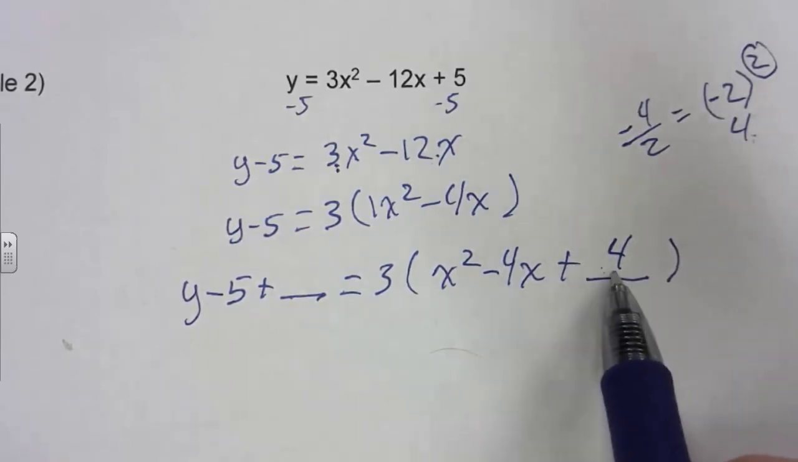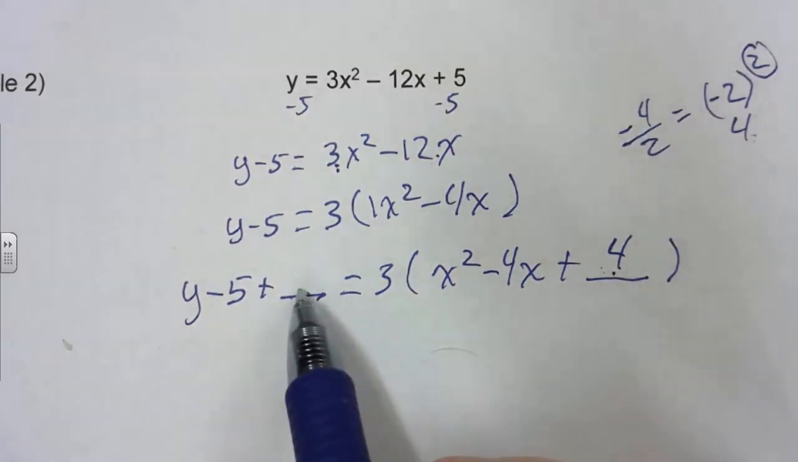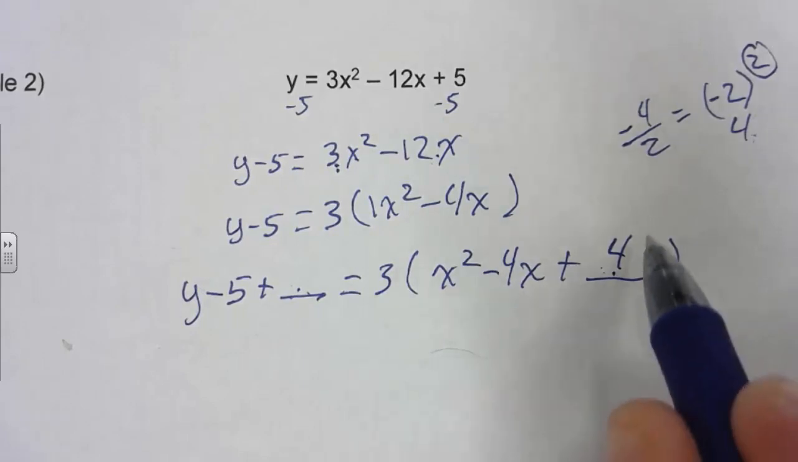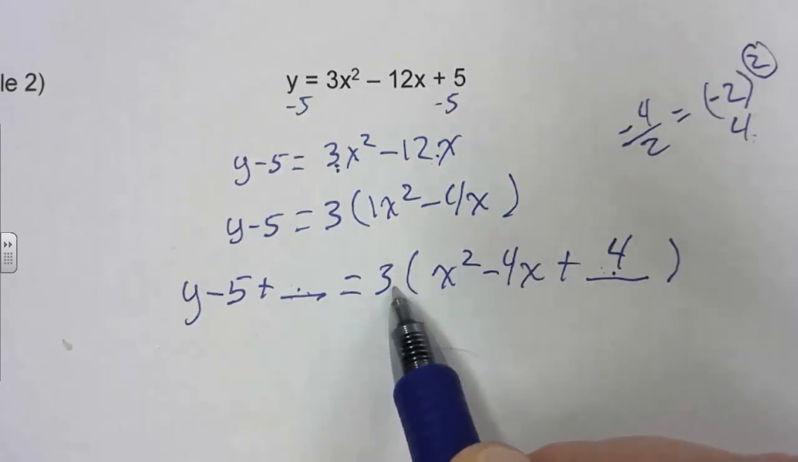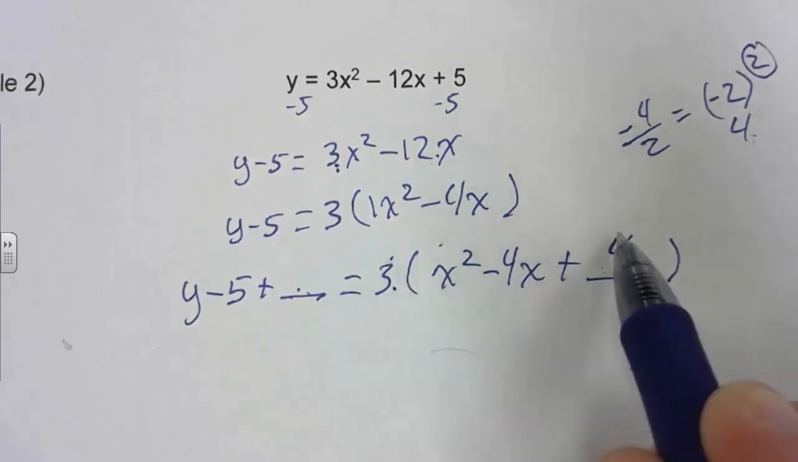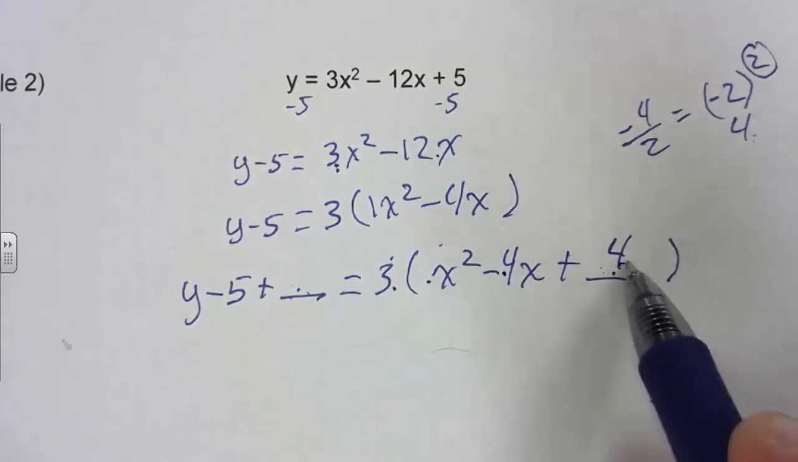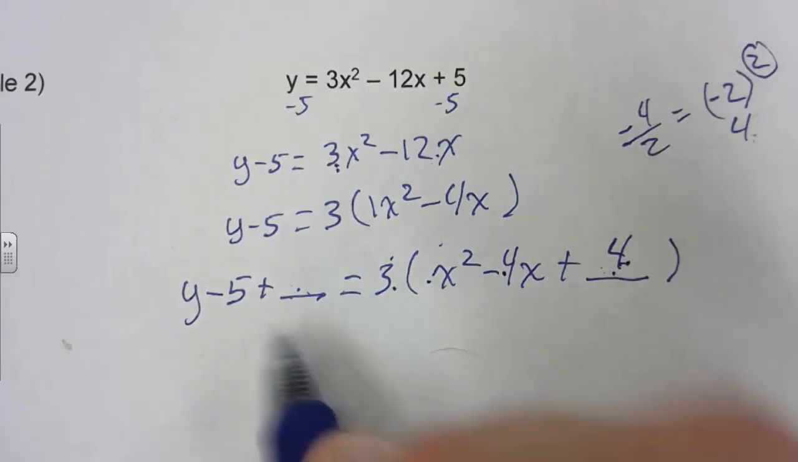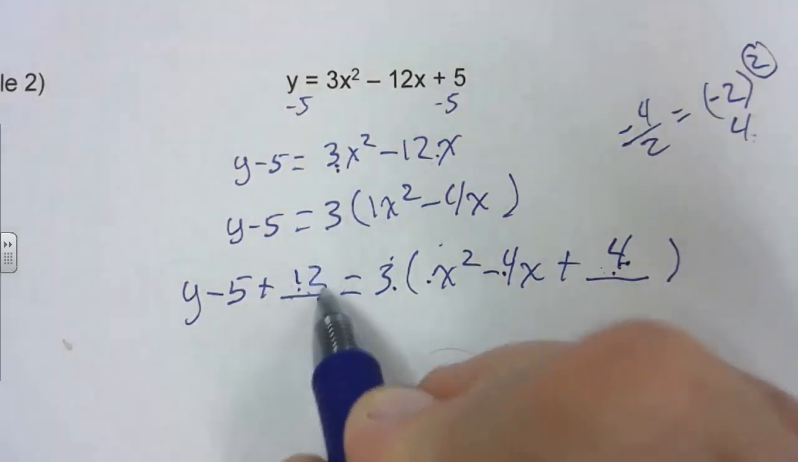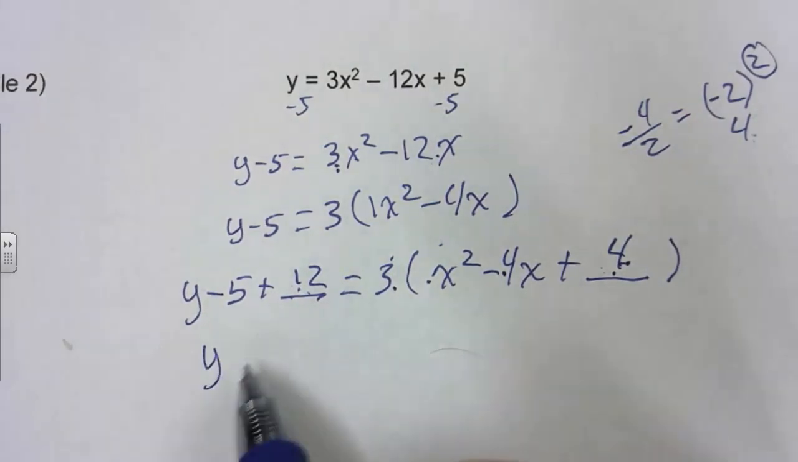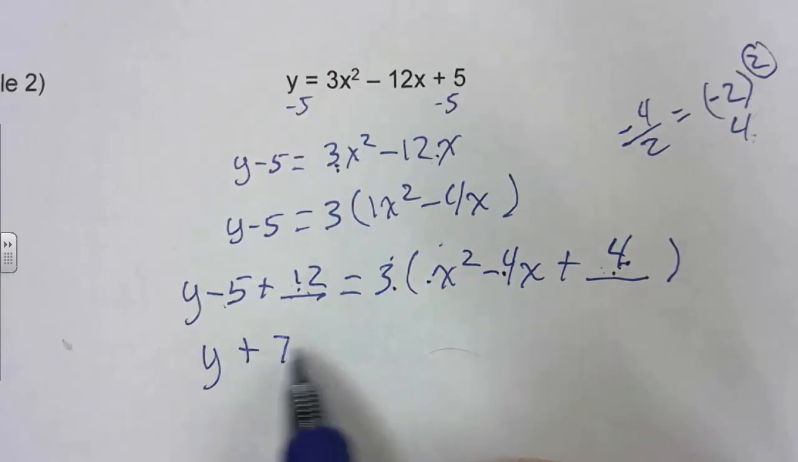Now we added 4 here, so don't go rushing in and adding 4 over here, because even though we added 4, we added it inside the parentheses. There's a times 3, so if I were to distribute this 3 back out, I'd get the 3 and the 12 here, but this would also be a 12. So I actually had the equivalent of adding 12 to both sides. So I have to add a 12 here. So I'm going to simplify those. So y and then negative 5 plus a 12 is going to leave me with a positive 7.